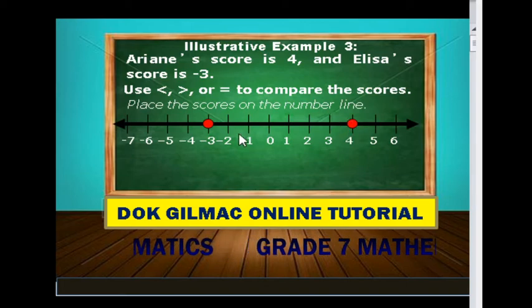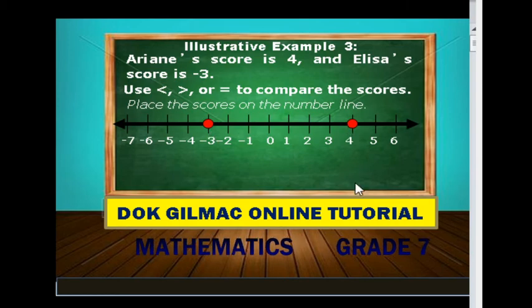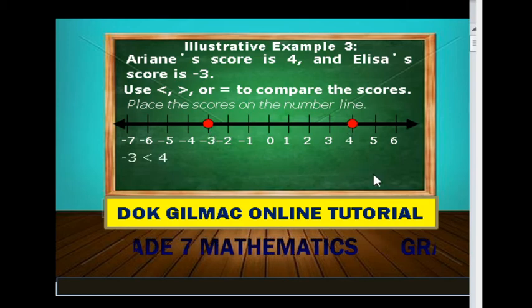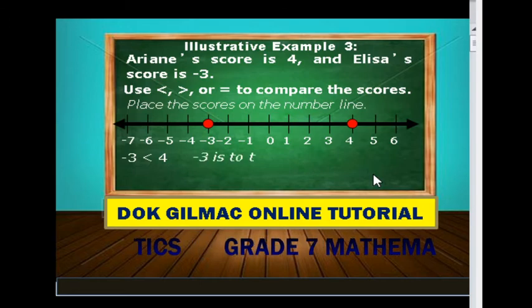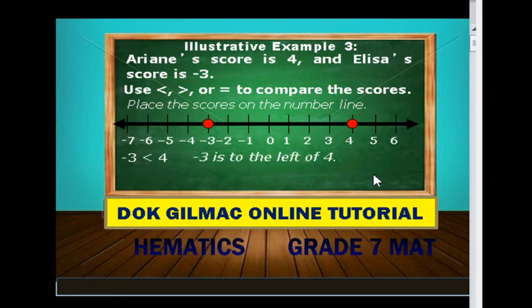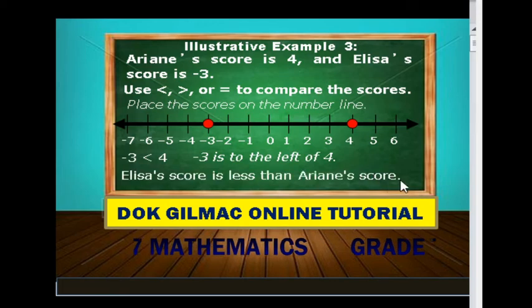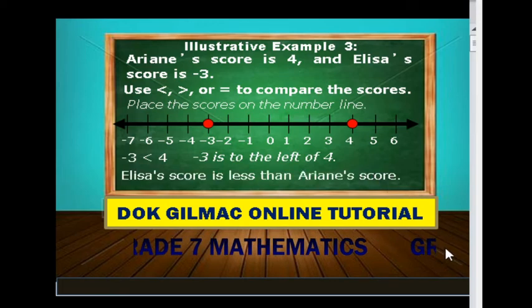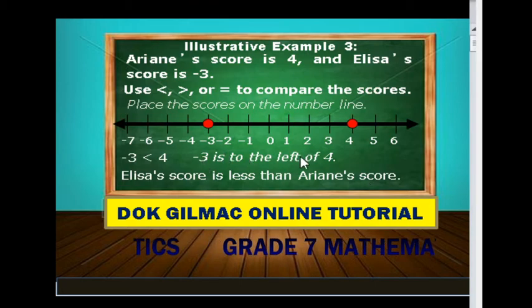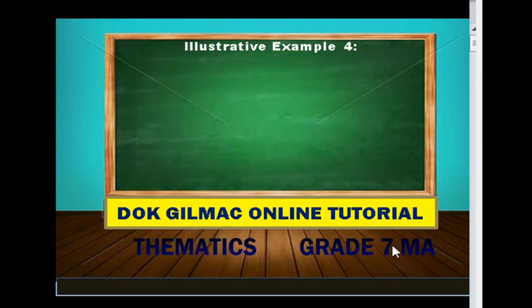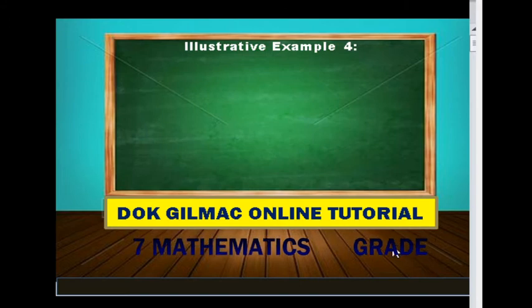Okay. Negative 3 is to the left of 4. So, therefore, negative 3 is less than 4. Okay. So, meaning, Elisa's score is less than Aryan's score. Okay. Since negative 3 is to the left of 4. Let's have illustrative example number 4.